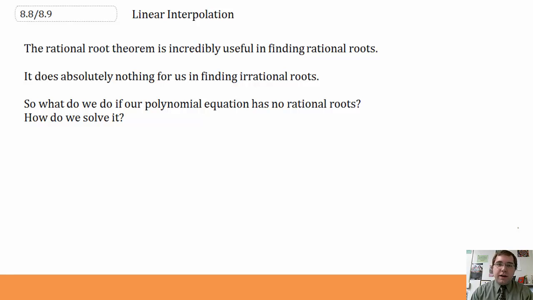This is sections 8.8 and 8.9 of Honors Algebra 2, Linear Interpolation. Oh, that sounds like fun. We'll get to linear interpolation in a few minutes.